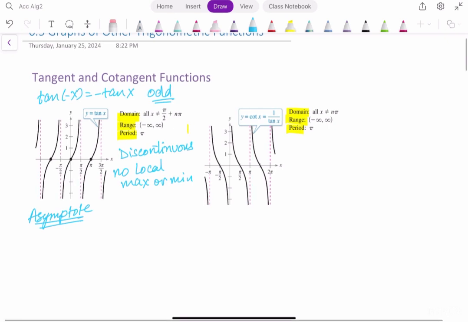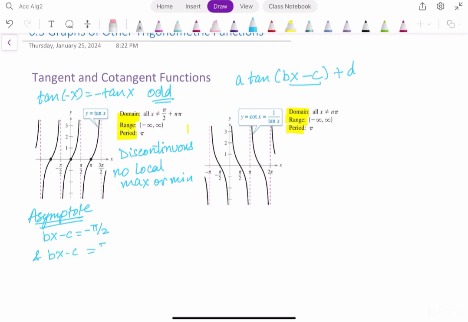The asymptote is typically represented with a dotted line, and it is a line where the function will try to approach but it will never touch. So in the transformation of the parent function a tangent of bx minus c plus d, the bx minus c, that is whatever is with the x, represents the asymptote. So bx minus c is equal to negative pi over 2 and bx minus c is equal to pi over 2. That will be the asymptote.